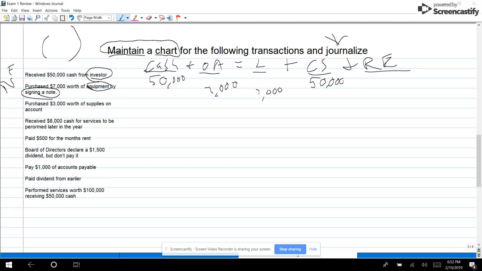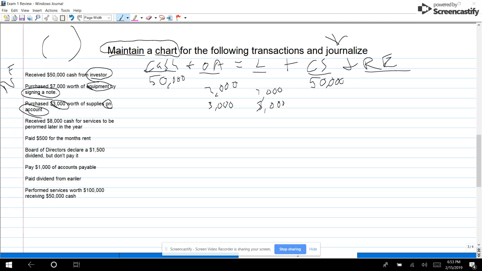So the next one, purchased $3,000 worth of supplies on account. Whenever we see the phrase on account, we always know that there's going to be an account payable or an account receivable involved. In this case, since we're getting the economic value of the supplies, we know to balance out the accounting equation that it has to be a liability as opposed to an account receivable. So it's going to be accounts payable and supplies.